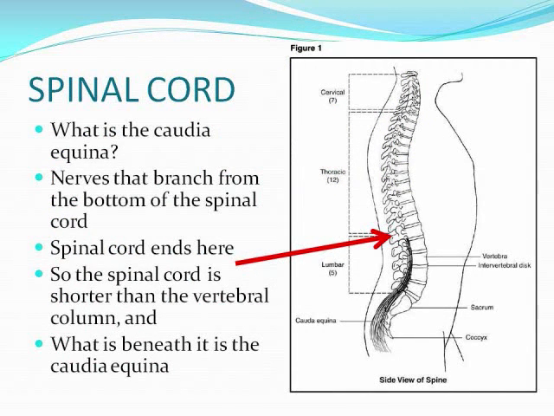All right, the spinal cord. My question is, what is the cauda equina? Well, first of all, that's Latin for horse's tail, because it kind of looks like one. They are the nerves that branch from the bottom of the spinal cord. On this diagram, you can see where the spinal cord ends. It's only part way down the spine. The cord itself is shorter than the vertebral column, and what comes beneath it is the cauda equina. It's a branch or a bundle of nerves, but it is not the spinal cord itself.